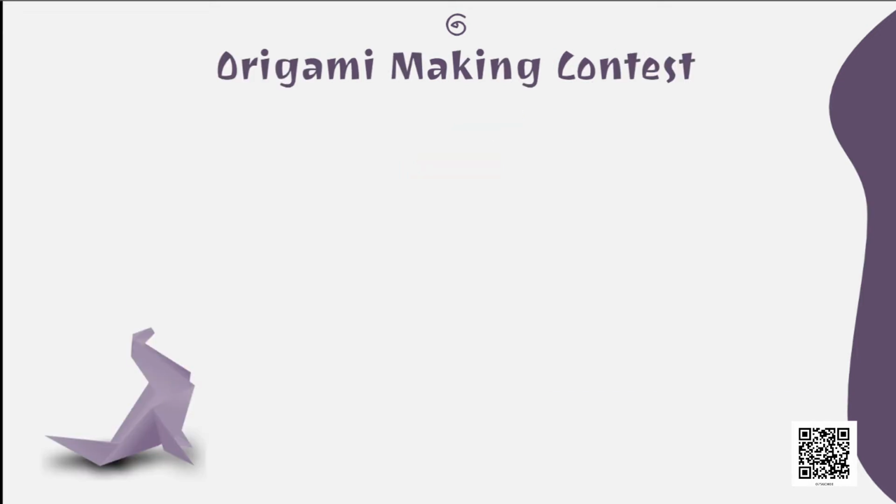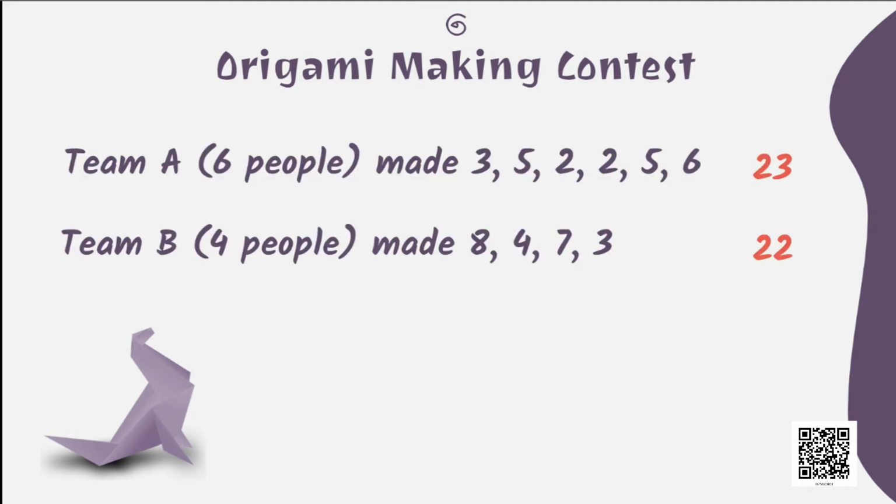Here is another scenario. Two teams were asked to make as many origami models as possible within 10 minutes. Here is how many each team made. Team A of 6 people made 3, 5, 2, 2, 5 and 6, totaling 23. And Team B made 8, 4, 7 and 3, a total of 22. So, which team was faster? What do you think?